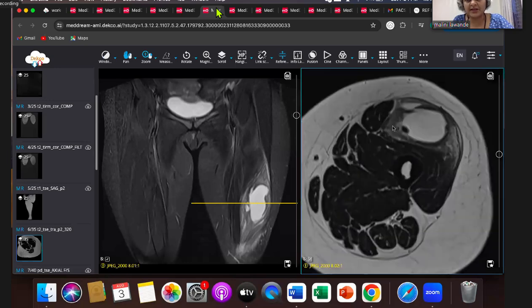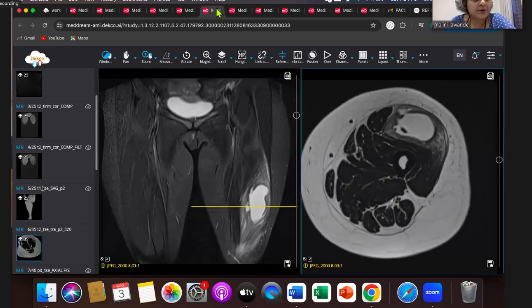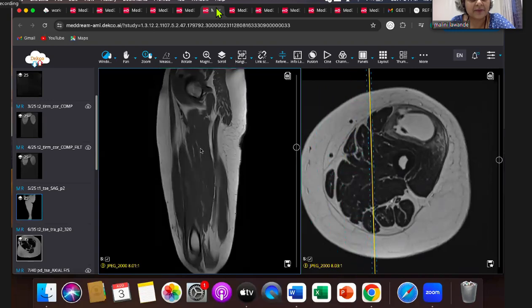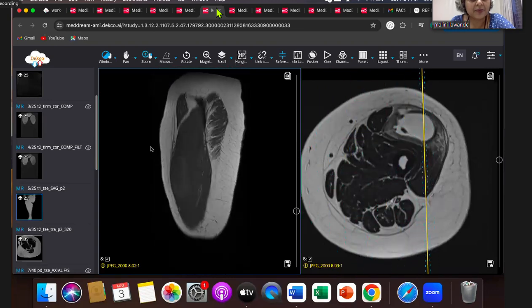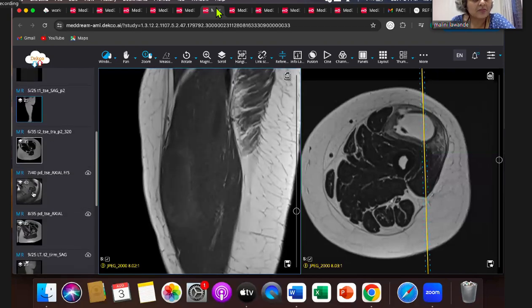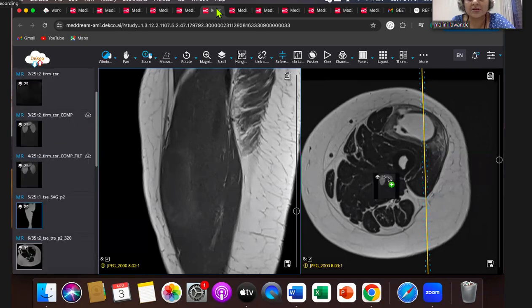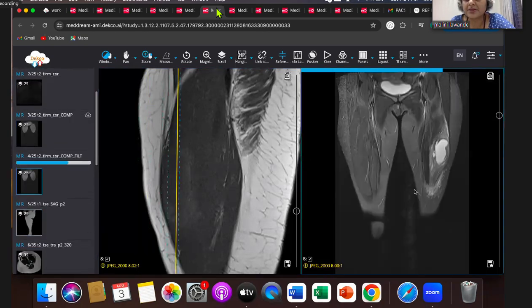We always obviously need the history. Sometimes you ask for things later. After having looked at the scan, you decide what you want to look for. And let me show you the T1 weighted image. We have the sagittal T1 weighted image. And let me show you the STIR image. This is the STIR image.